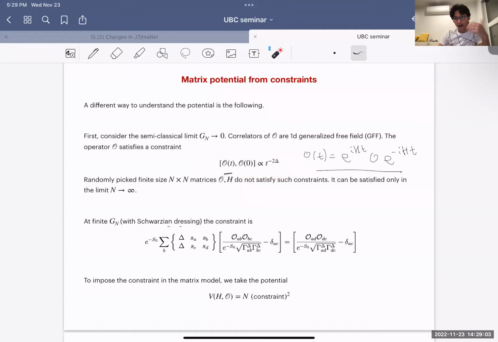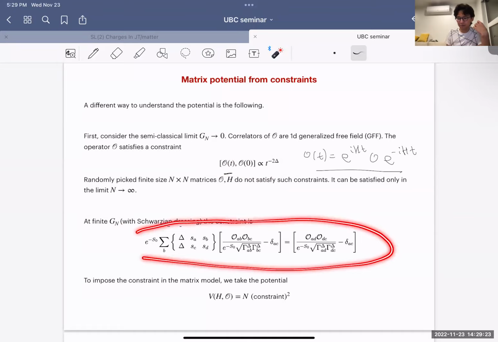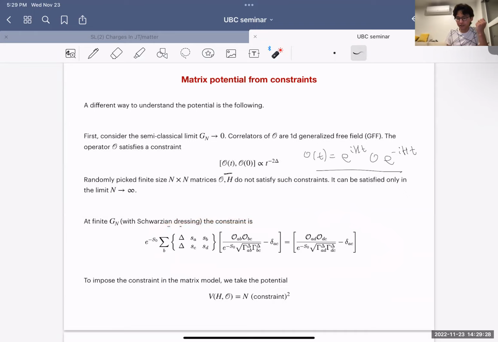But it can be satisfied if we take a limit and go into infinity. So now at finite G Newton, it actually turns out that this identity, after you dress these operators with the Schwarzian mode, is uplifted to something more complicated, which is this formula. And here, roughly, the role of the 6J symbol is that it exchanges two operators.